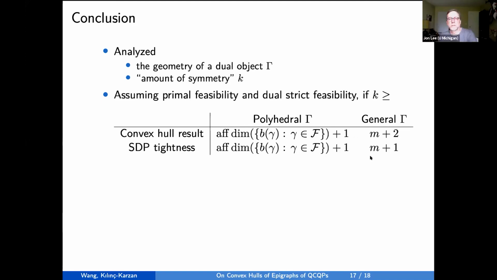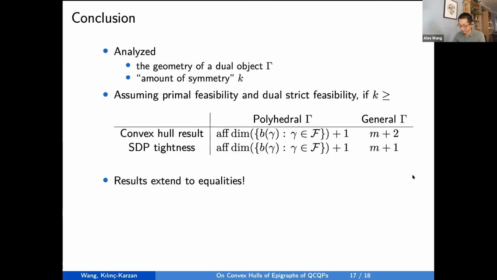So there's actually something interesting going on in the case of polyhedral gamma that allows us to take advantage of this symmetry. Our results also extend to equality constraints. So you can replace any of the inequality constraints in your QCQP with equality constraints, as long as you redefine some of the objects appropriately.